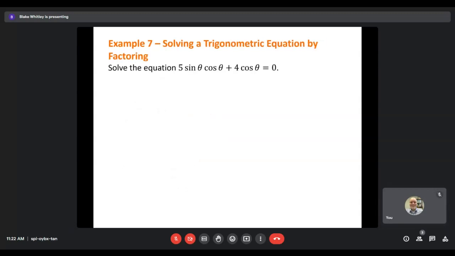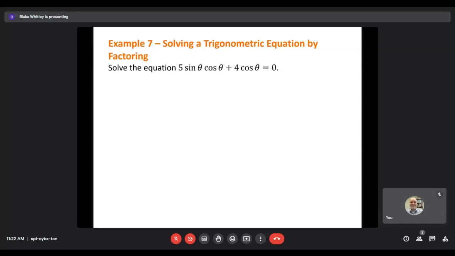All right, now our last example from this section, we've got 5 sine theta cosine theta plus 4 cosine theta equals 0. Now again, I recognize I'm not going to be able to just get my trig function by itself because I've got, first off, multiple trig functions, both sine and cosine, and they're in multiple terms, so there's no way to just isolate them. So I'm going to look at ways that I might be able to solve this.